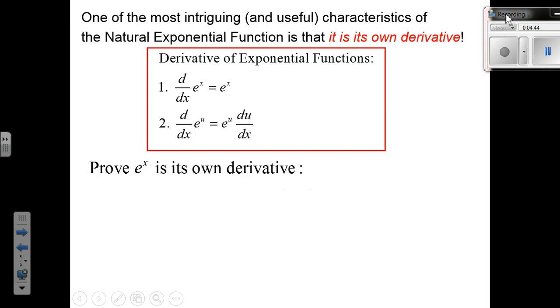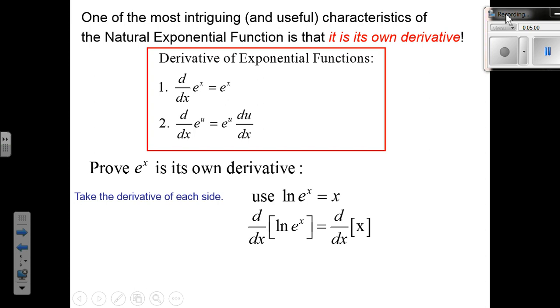Okay, and here's how we can prove that e to the x is its own derivative. If I start with ln of e to the x equals x, that's that property that we were just talking about with the compositions of the inverse. Let's take the derivative of both sides. All right, so if I take the derivative of ln of e to the x, okay, think of that as ln of u, right? So that means I'm going to do the derivative of u over u.